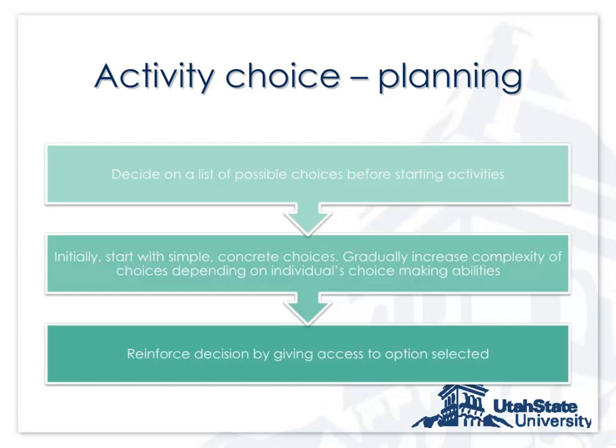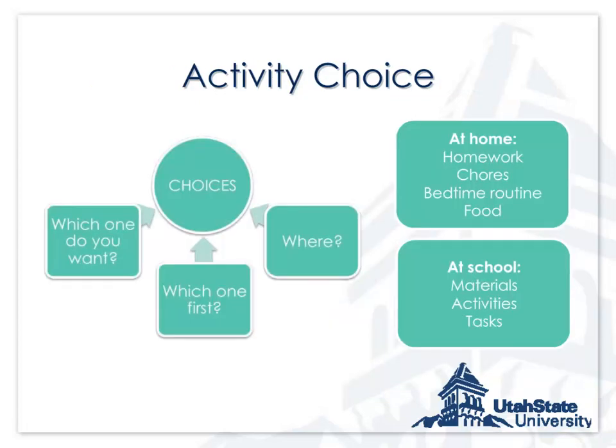to the individual. Initially, start with simple, concrete choices. Gradually increase the complexity of those choices depending on the individual's choice-making abilities, and then reinforce the choice by giving access to the option they have selected. Some examples of choices that can be made available involve order of task or activity, location, or materials used.